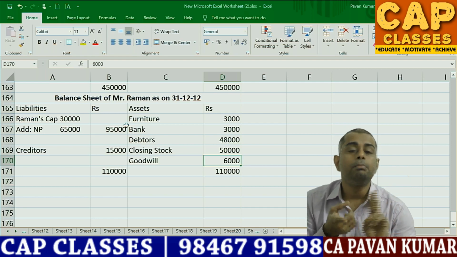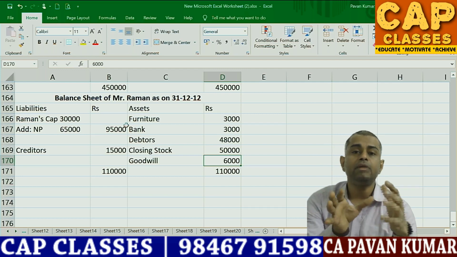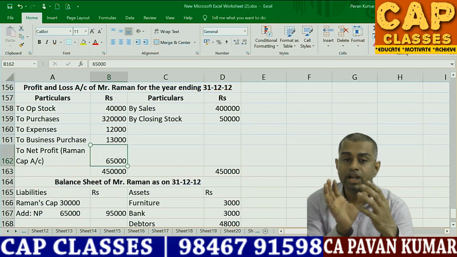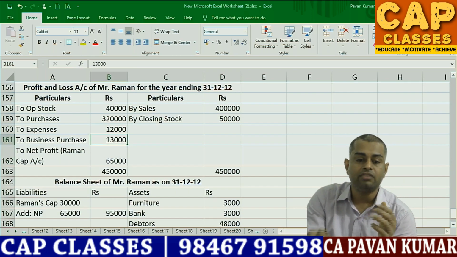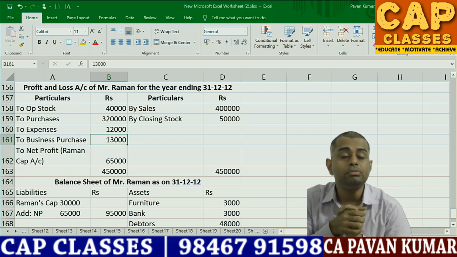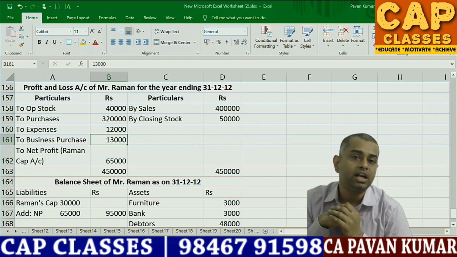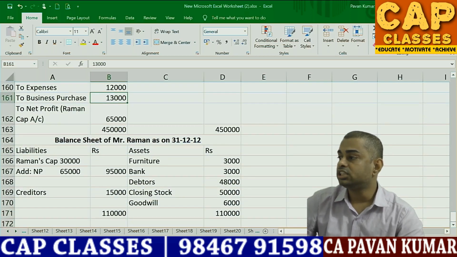Point number 1. Point number 2, you need to calculate goodwill. Point number 3, when you are preparing the P&L and balance sheet, you should consider this: out of current year profit, you should reduce the business purchase. That means the first 3 months profit, whatever is there, you should give the business purchase account due entry. Balance profit goes to the proprietor's capital account. That's all. Simple problem. So do you have any doubts in this? Are we done?